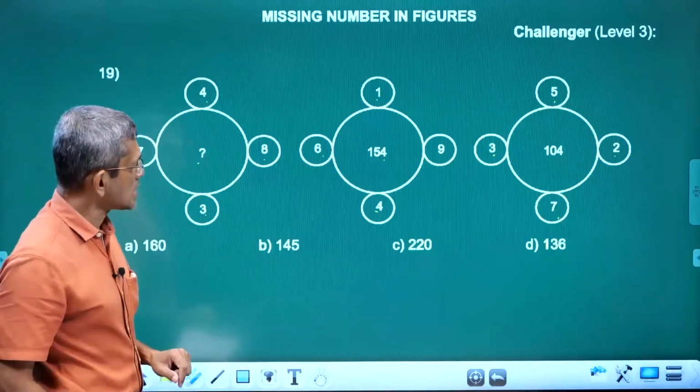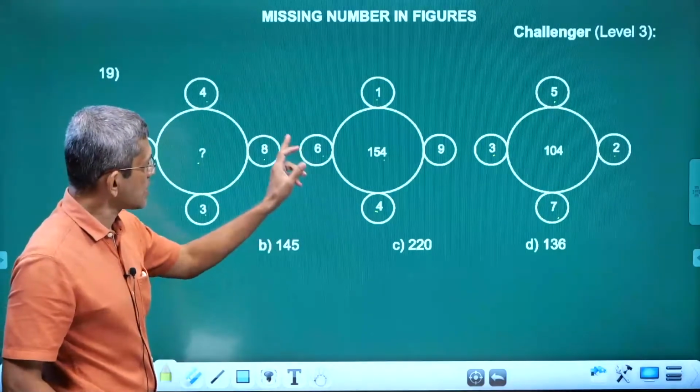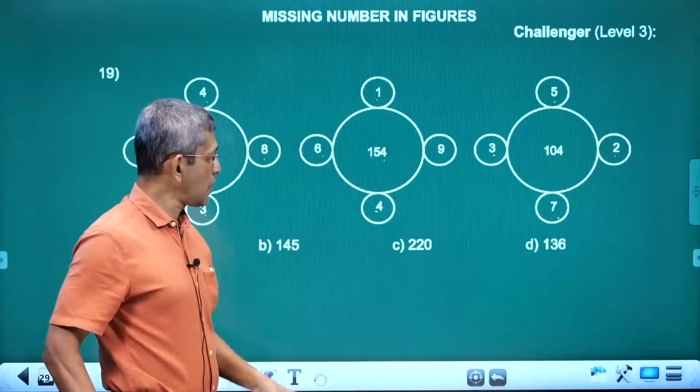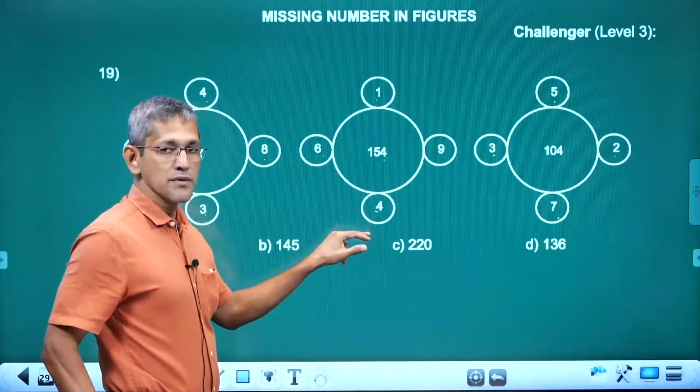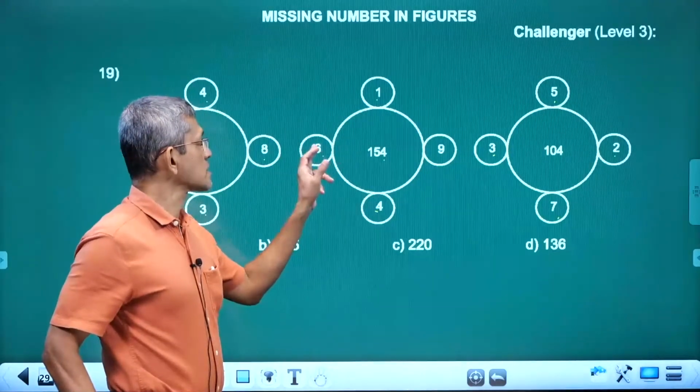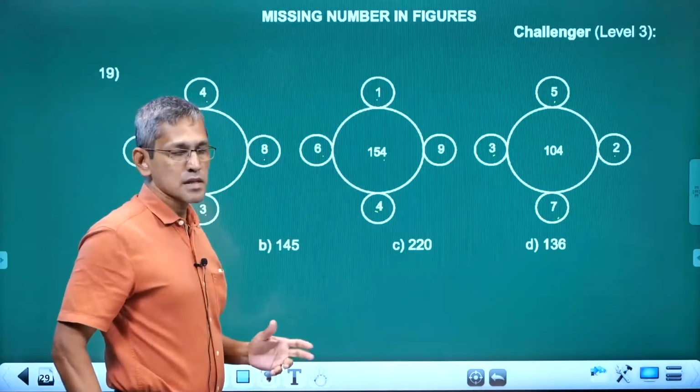How about the multiplication? Is there any kind of multiplication? 6 into 4 is 24. 9 into 1 is 9. Or 9 into 4. 9 into 4 plus 6 into 1. Still we don't get the answer.